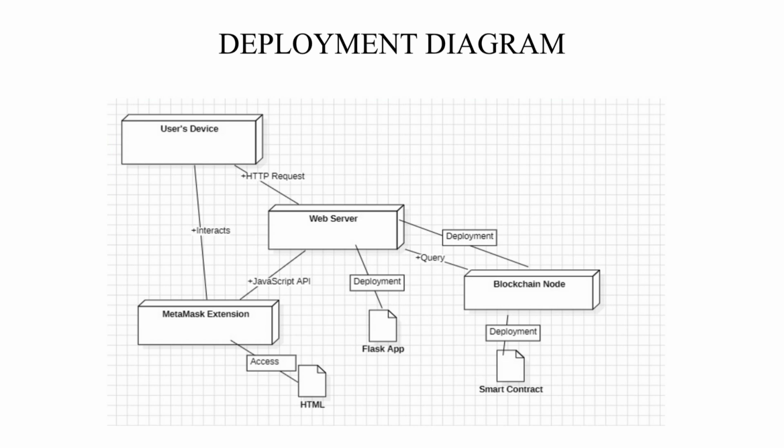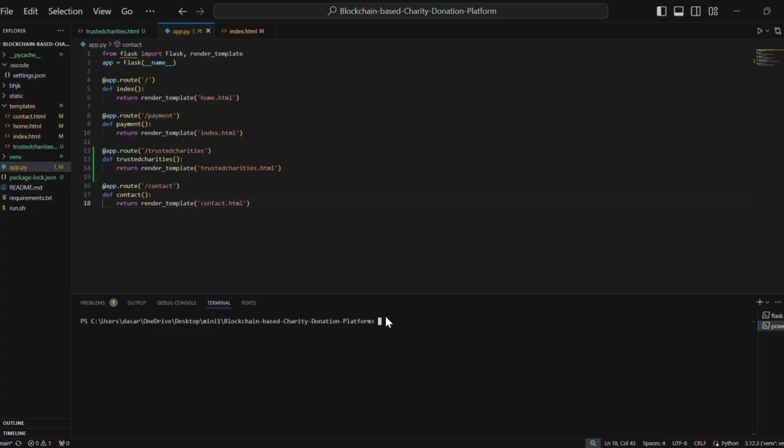The deployment diagram illustrates the system deployment architecture. The user interacts with the web application on their device. The web application on the user device sends an HTTP request to the web server. The web server processes the request and interacts with the MetaMask extension using a web JavaScript API. The MetaMask extension may communicate with the blockchain node to access the blockchain network. The results are returned back through the web server and displayed on the user device.